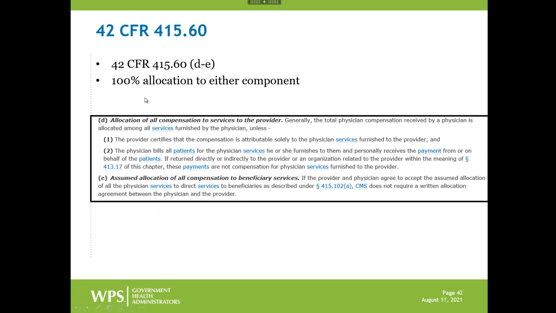Now, there are certain situations where the costs are going to be 100% allocated to either the provider component or the professional component. We are going to talk about these requirements here. The first one is actually the highest risk from a Medicare program perspective. This is when there is allocation of all compensation, 100% of the compensation, to services to the provider. In other words, we're saying in this case, all of these costs are allowable because they're all provider component. There are no physician component costs.